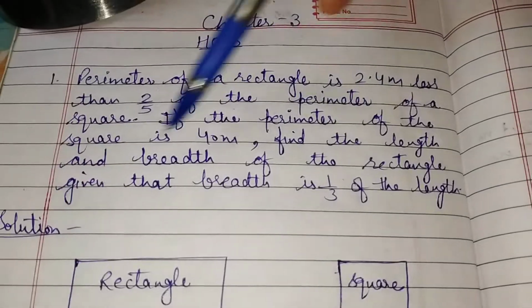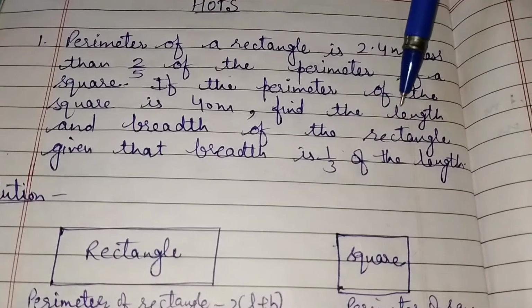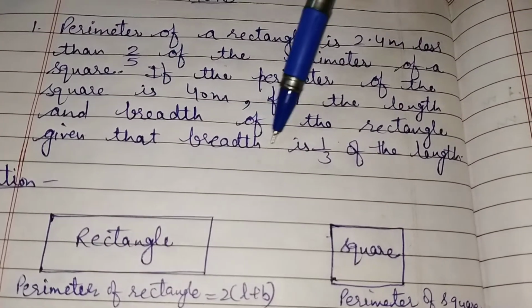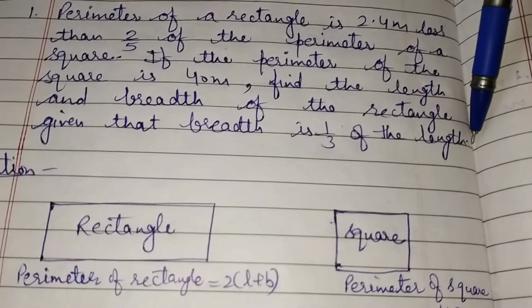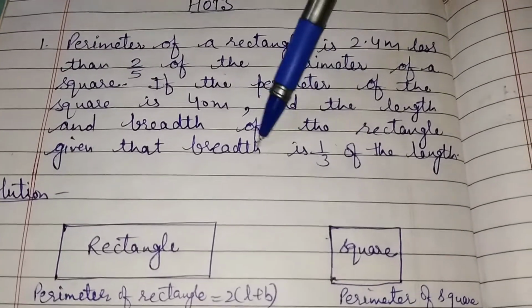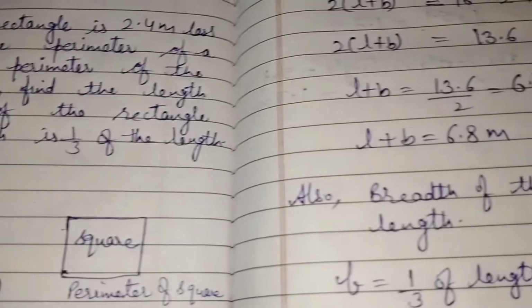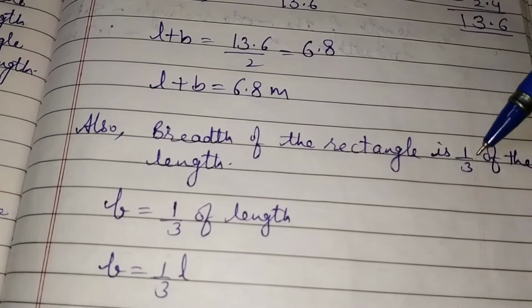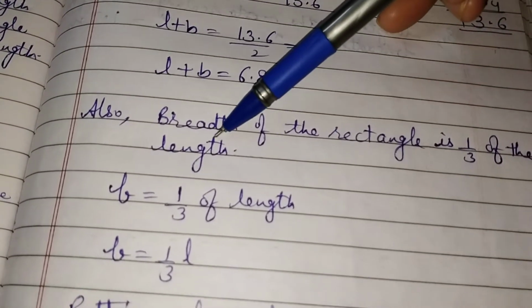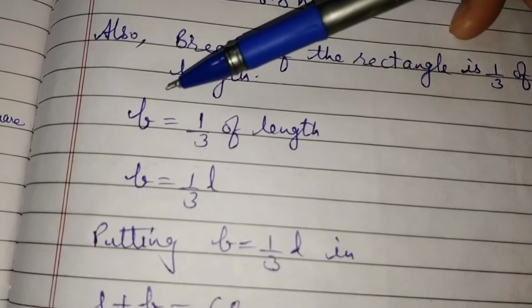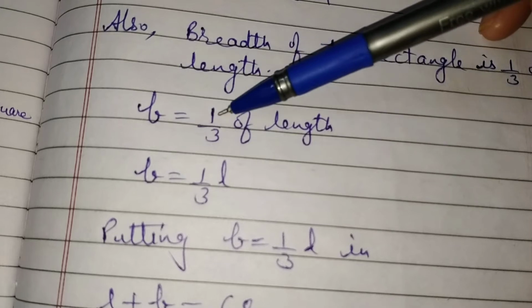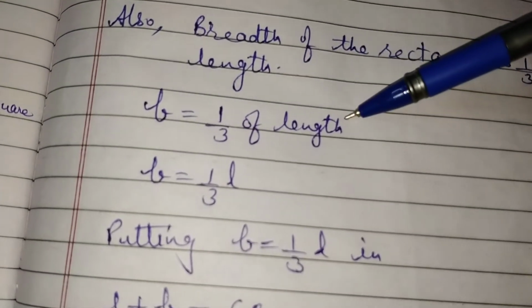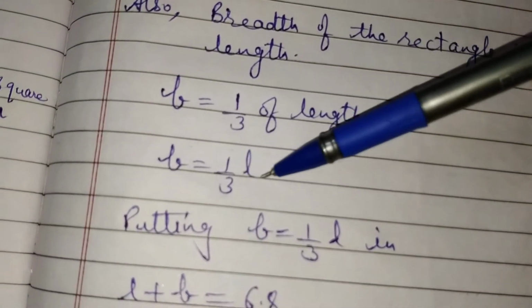You have to find the length and breadth of the rectangle, and it is also given that breadth is 1 by 3 of its length. The breadth of the rectangle is 1 by 3 of the length. So we can write it as B is equal to 1 by 3 multiplied by length. This way we can write.